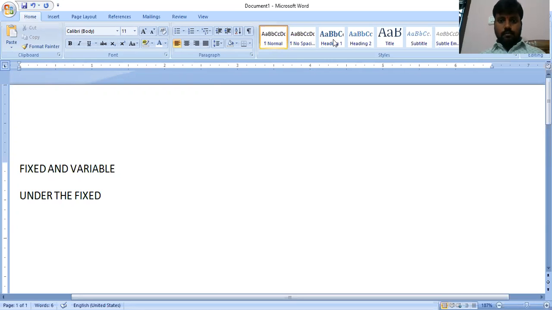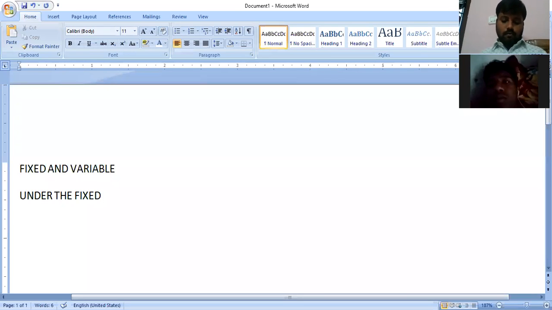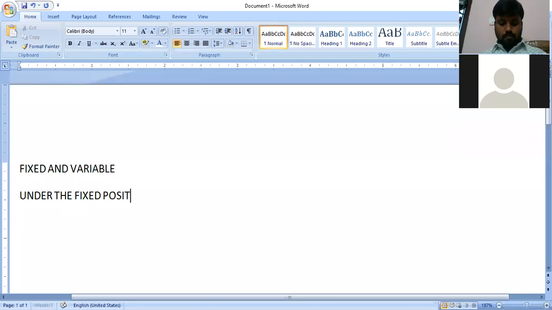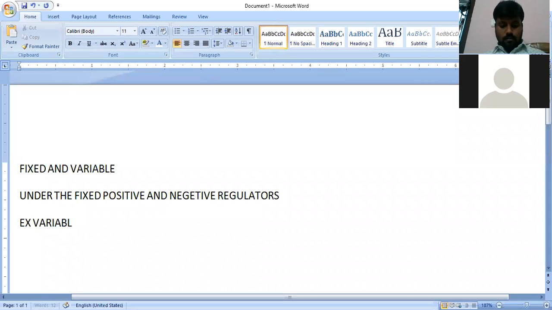Okay, right. Now under the fixed one, there are two types again. One is positive and negative regulators. Okay, and variable has only one type, and the example for variable regulator is LM317.